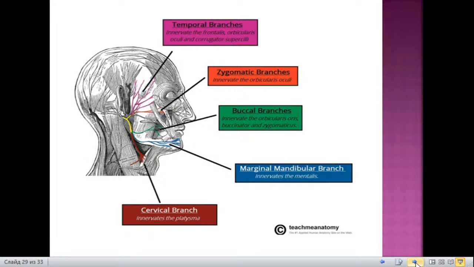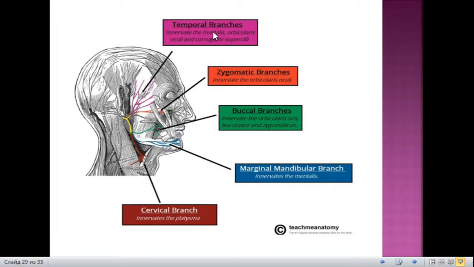About the muscles, nerve supply of the head's muscles. So we remember that muscles of the head are divided into two groups: muscles of facial expression and muscles of mastication. About facial expression, all of them are supplied by the facial nerve. Just study this nerve this week.